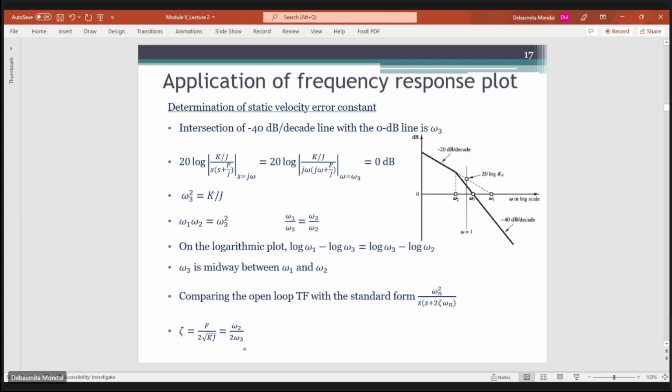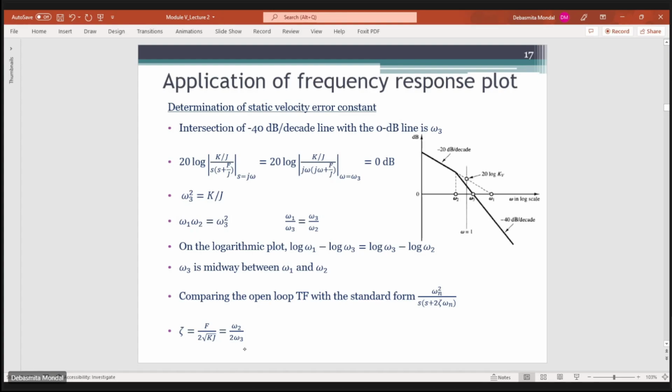you will see that omega 1 multiplied by omega 2 is equal to omega 3 square. As we know, on a logarithmic plot, the difference between the logarithms of two magnitudes will be equal. This is a ratio, so log of omega 1 minus log of omega 3 will be equal to log of omega 3 minus log of omega 2. So we can say that omega 3 lies midway between omega 1 and omega 2.